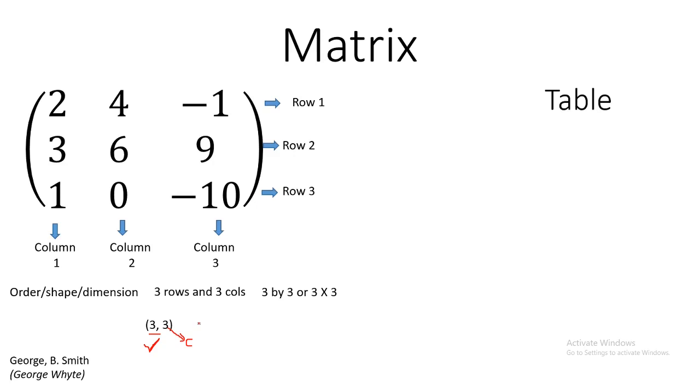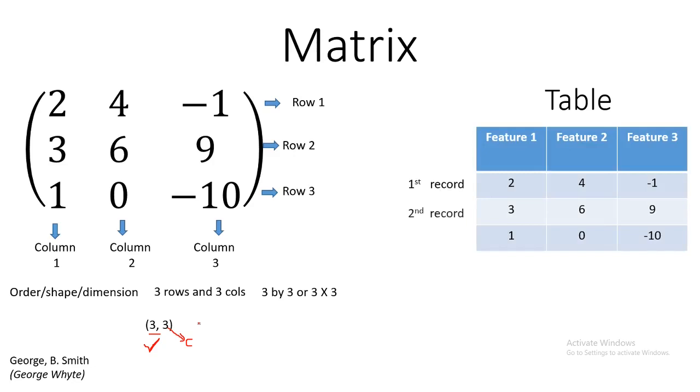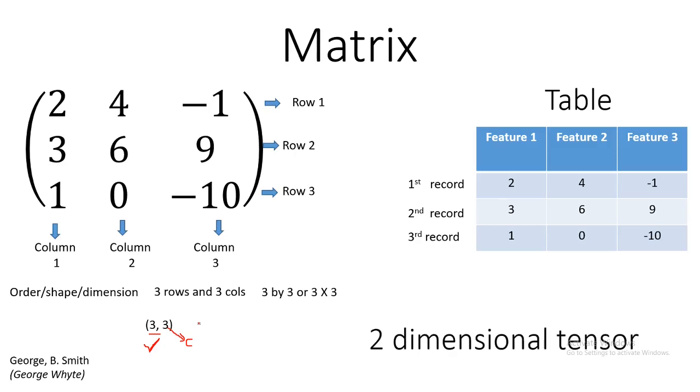The matrix can also be seen as a table generally. So when you have a table, we know that each row represents a record and each column represents a feature, especially when it comes to data science. Okay, that's what you call a matrix. Now a matrix can also be seen as a 2-dimensional tensor.